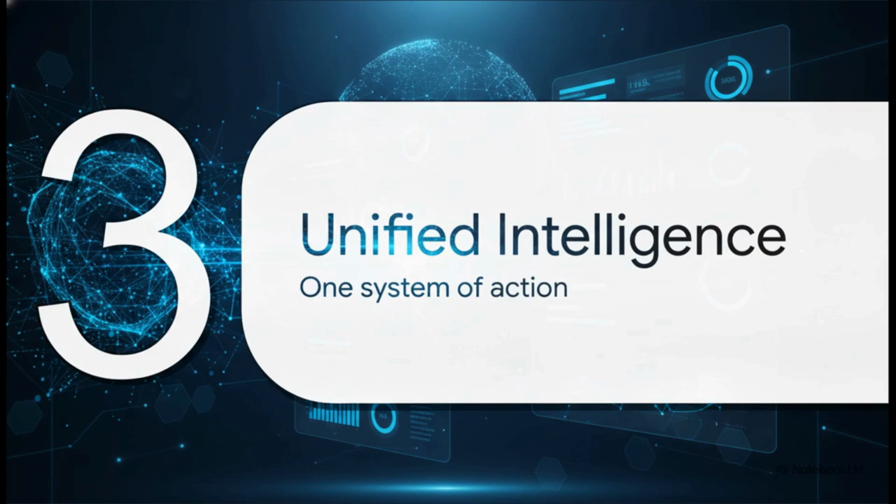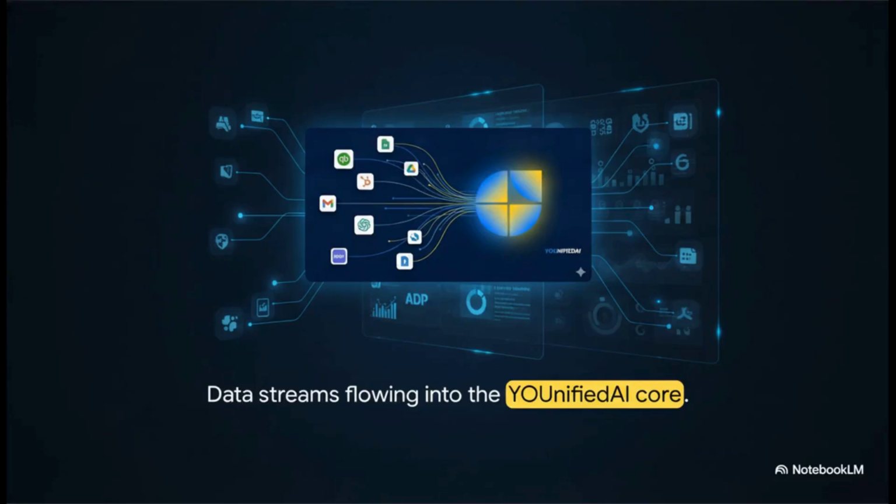Moving toward one system of action. Now here is where it gets really exciting. Imagine data streams from HubSpot, QuickBooks, Stripe, Google Workspace, ADP, you name it, all flowing seamlessly into the unified AI core. This is exactly where disconnected tools transform into a single system of action. And the best part, you don't have to change the way you work or the tools you already love using. This intelligence layer just sits right across your existing environment and pulls it all together.